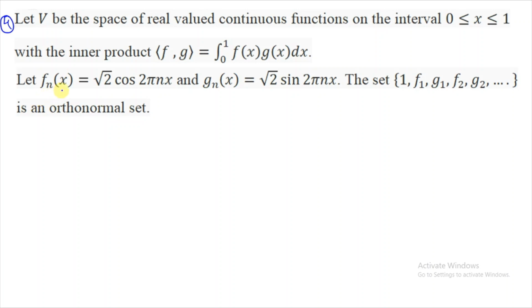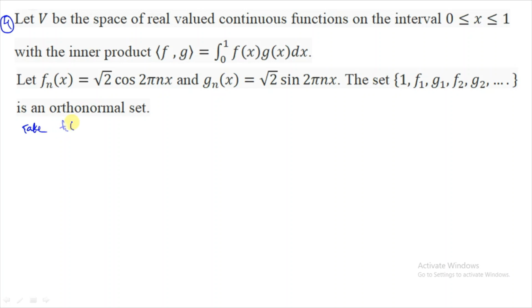Let f_n of x be root 2 cos 2 pi n x and g_n be root 2 sin 2 pi n x. This set f1, g1, f2, g2, and so on is an infinite set, and it is an orthonormal set. Orthonormal means that the inner product of any two different functions is 0, and each function by itself has length 1.